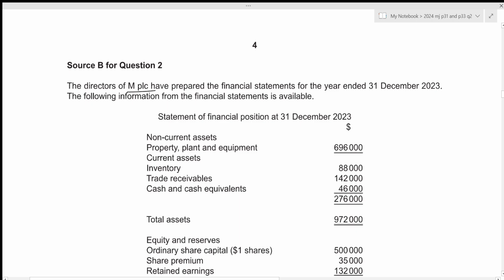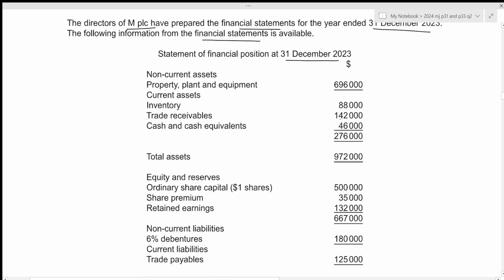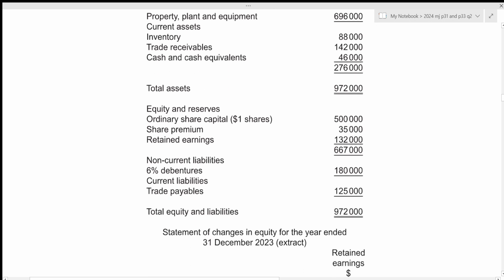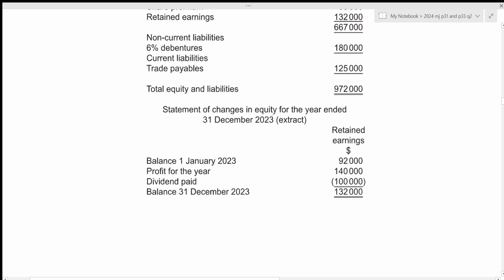The directors of MPLC have prepared the financial statements for the year ended 31st December 2023. The following information from the financial statements is available. We have been given the statement of financial position at 31st December 2023 with non-current assets, current assets, equity and reserves, non-current liabilities and current liabilities. We have been given the statement of changes in equity for the year ended 31st December 2023 only for the retained earnings. We started with the opening balance, added profit for the year, subtracted the dividend paid and got the closing retained earnings value.